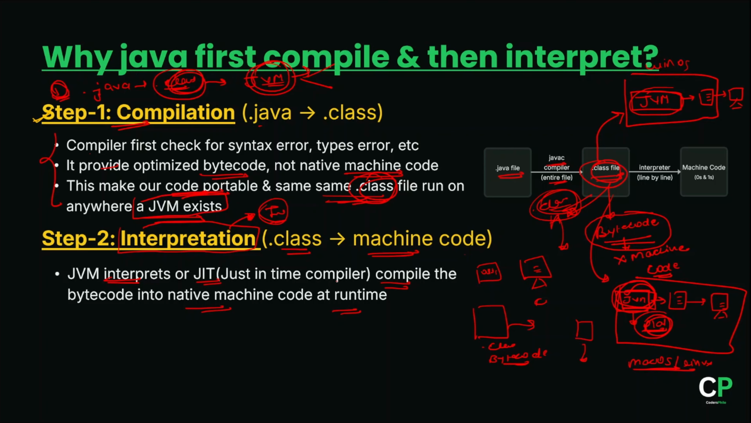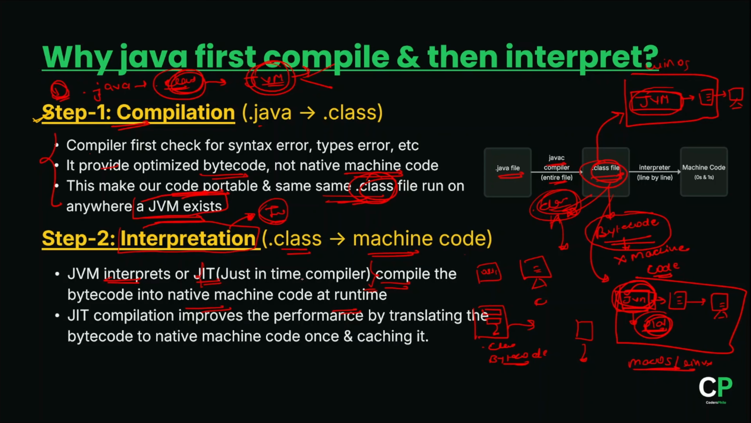Or there is a just-in-time compiler which translates the hot code paths into the native machine code and reuses it again and again. We will see it soon. We will see in the next slide what the just-in-time compiler is. So the just-in-time compiler improves the performance by translating the bytecode to machine code once and caching it.